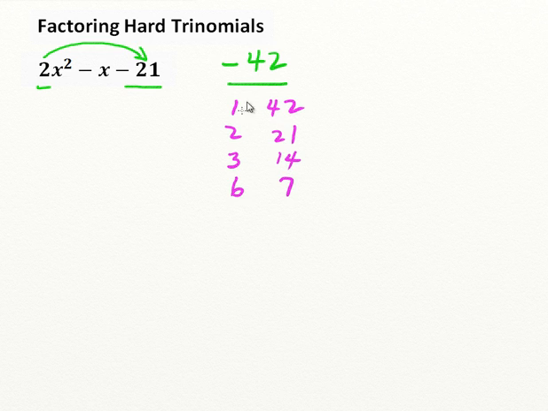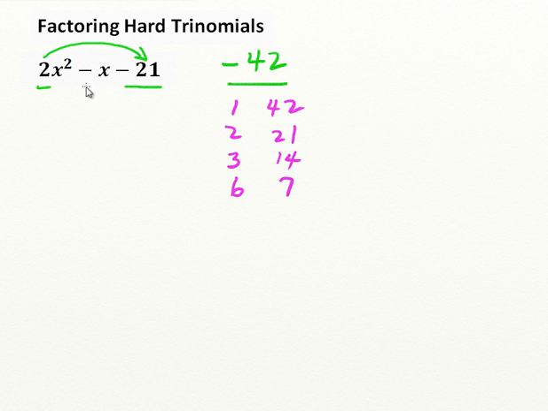Now let's take a look at that negative. The negative value on the 42 means that one of these values is going to be positive and one is going to be negative, because the only way to multiply two values together and get a negative answer is if the signs were opposite: one positive, one negative. So which term do I put the positive on and which do I put the negative on?